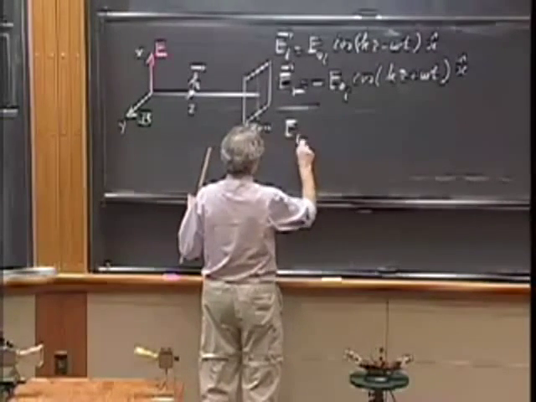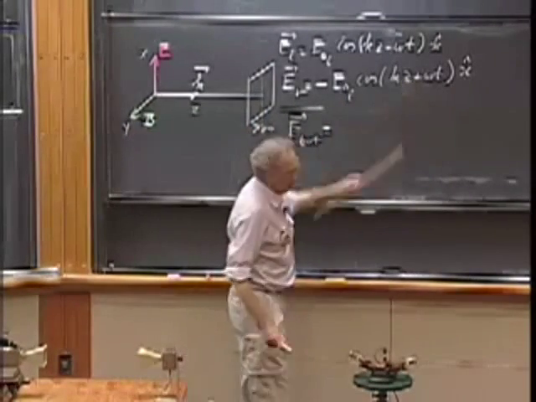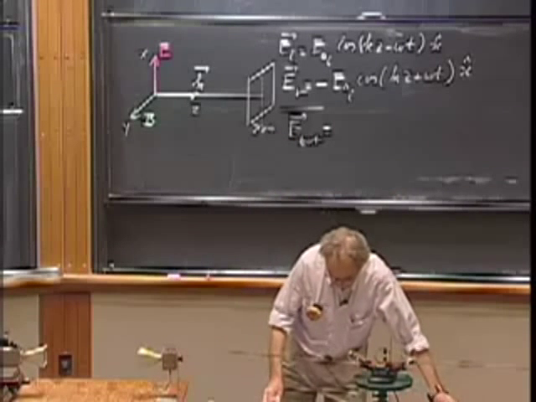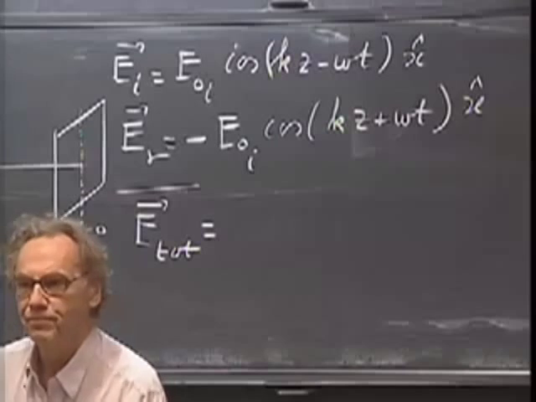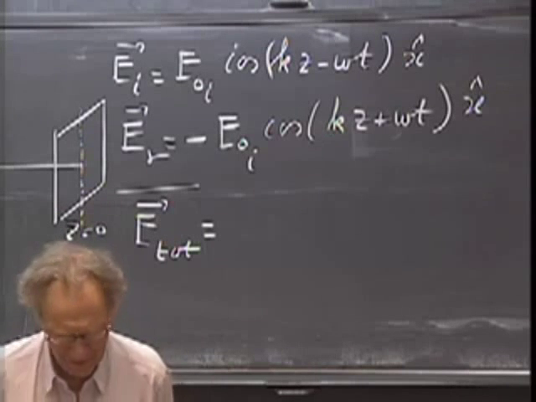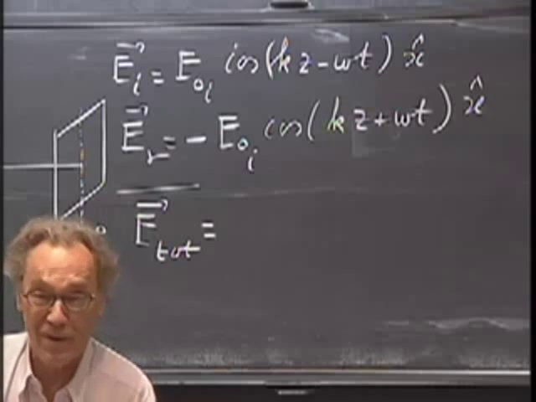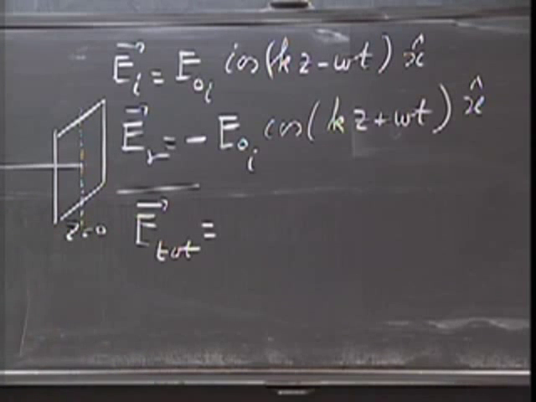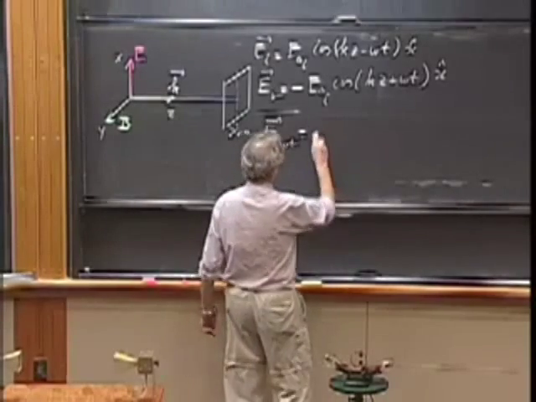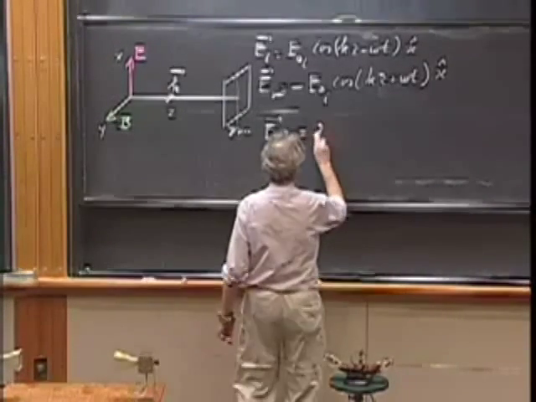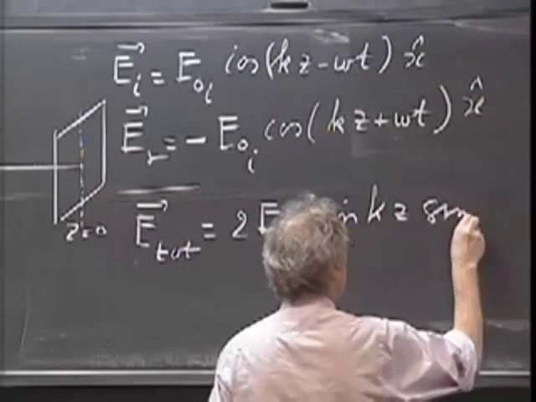The total electric field, which is the sum of the two, one moving in this direction and this one moving backwards, is of course the vectorial sum. So I have the cosine of alpha, if I call that alpha, minus the cosine of beta. Your high school days tell you that that is twice the sine of half the sum times the sine of half the difference, although I always have to look that up because I forget that just as well as you do. And so when I add that up, I get that the total electric field is 2E0i, and then I get the sine of kz, and I get the sine of omega t.